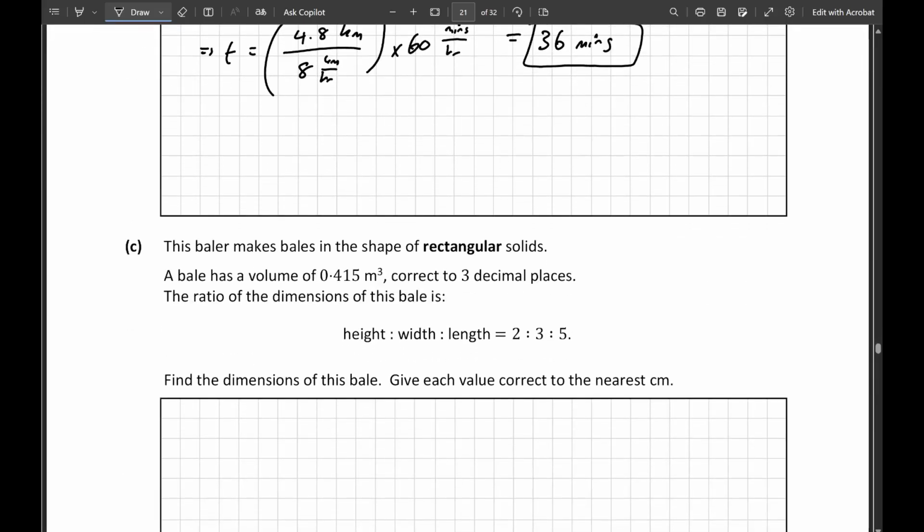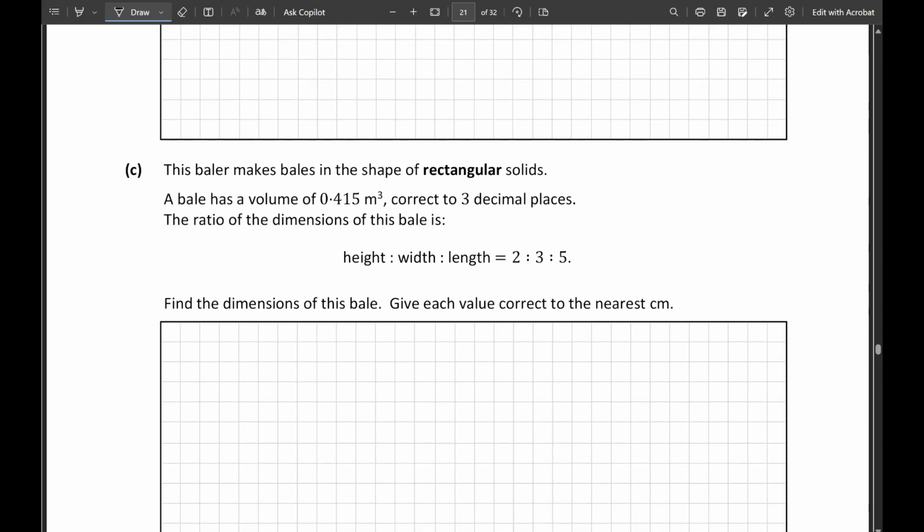Okay. The baler makes shapes in rectangular solids. It has that volume, correct to 3 decimal places. The ratio of the dimensions of the bale is 2 by 3 by 5. Find the dimensions of the bale, giving your answer correct to the nearest centimeter. Right, so it gives us the volume in cubic meters. So I think what I'm going to do is work with these in meters, then I'll convert everything to centimeters.